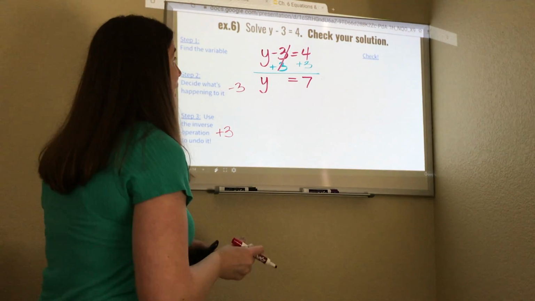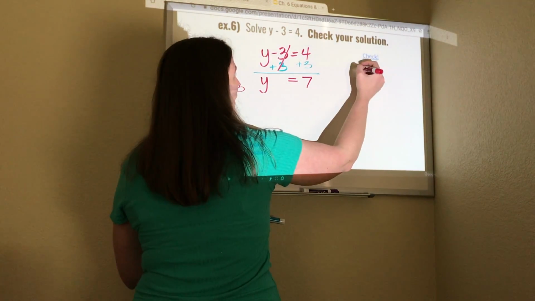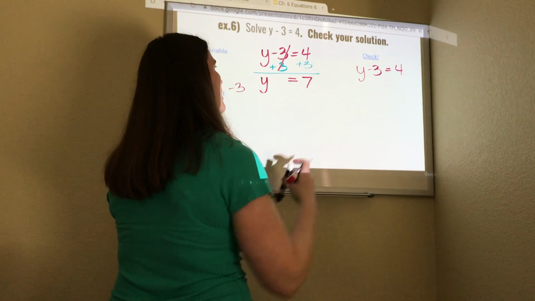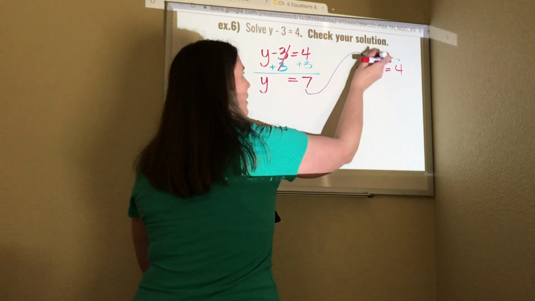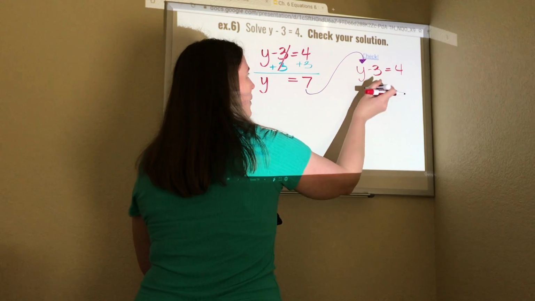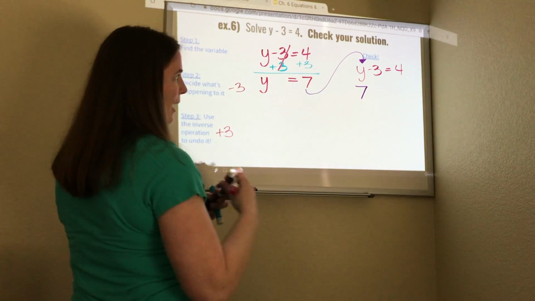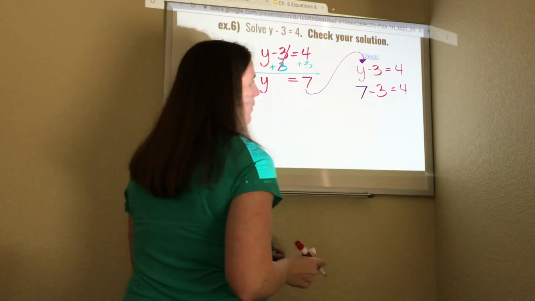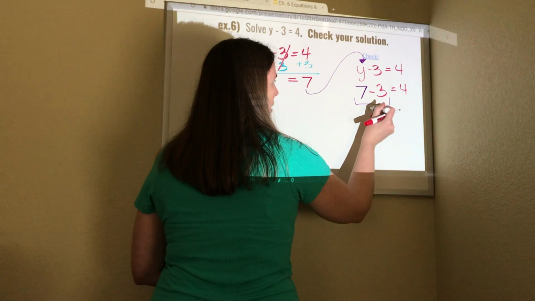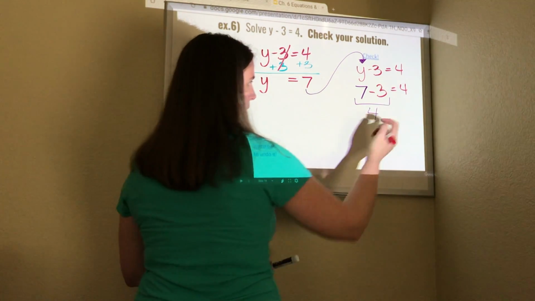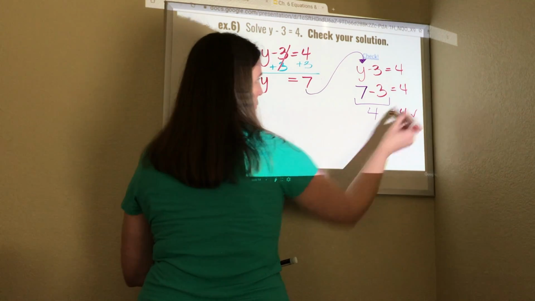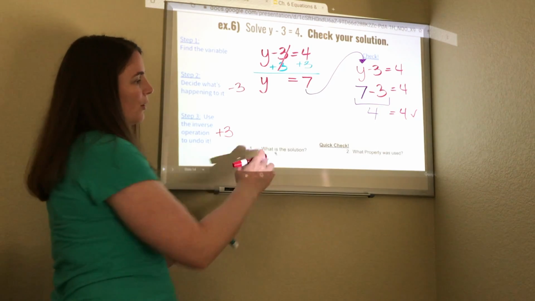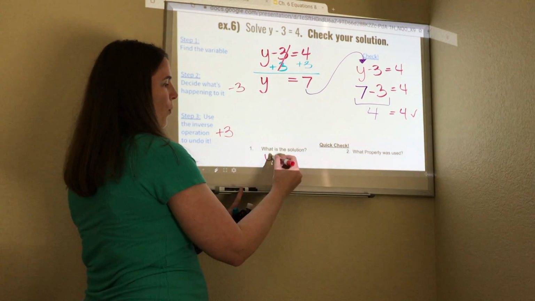So let's go ahead and check it. I'm going to rewrite my equation. And then I'm going to substitute the 7 in for y, since 7 equals y. So I have 7, and then I write everything else the same. Minus 3 equals 4. What is 7 minus 3? It's 4, and 4 equals 4. So that is true. So now let's go ahead and write our solution. So our solution is y equals 7.